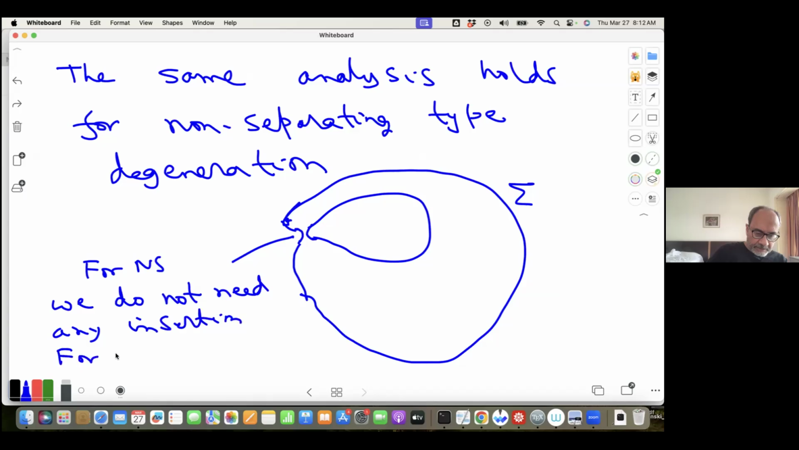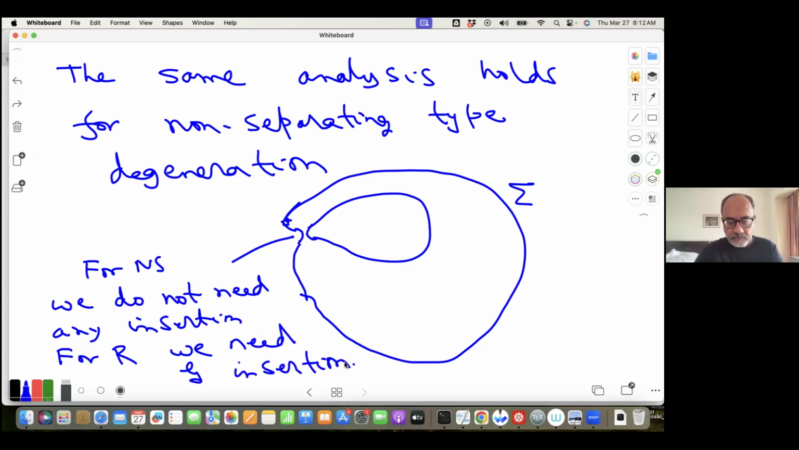For R we need G insertion. Okay, there's an identical analysis that one can do in this case as well. And that is just as well, because the propagator shouldn't depend on whether it's connecting two different Feynman diagrams or two parts of the same Feynman diagram.